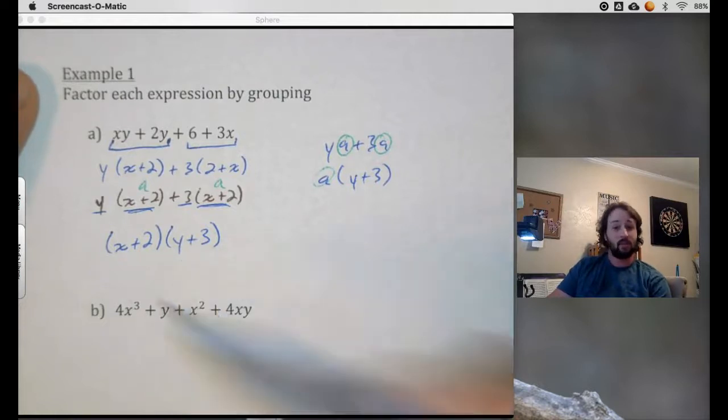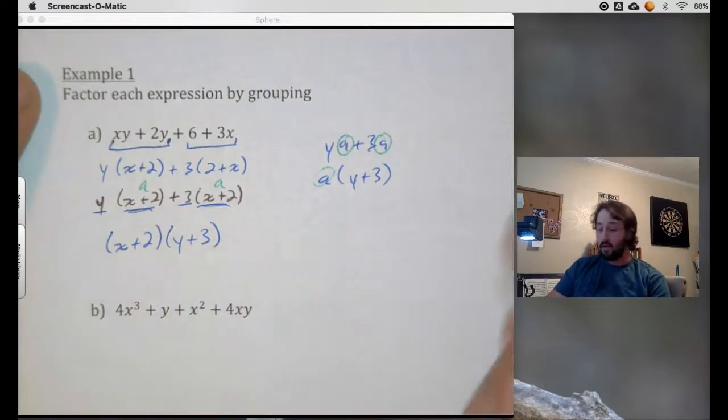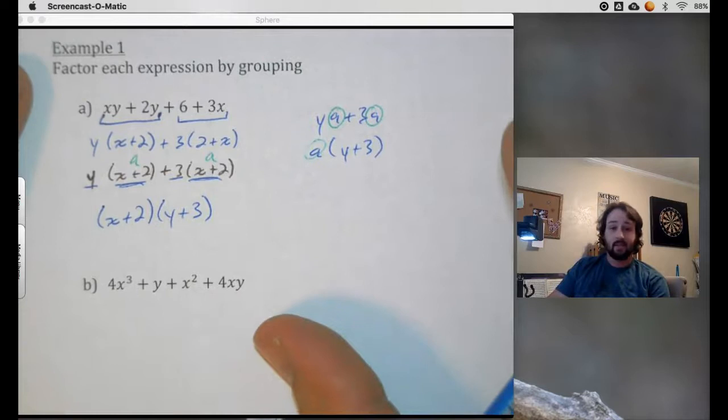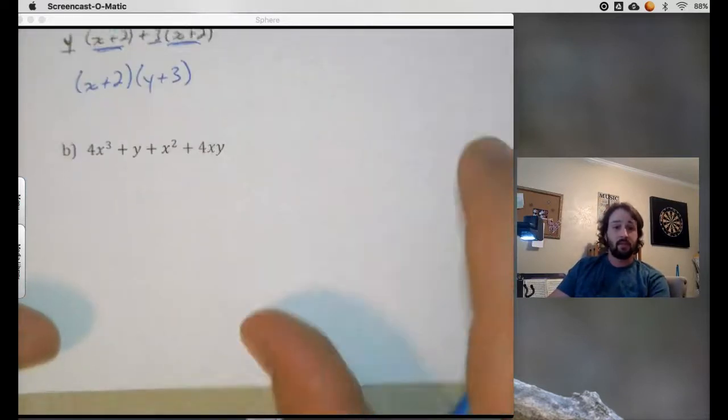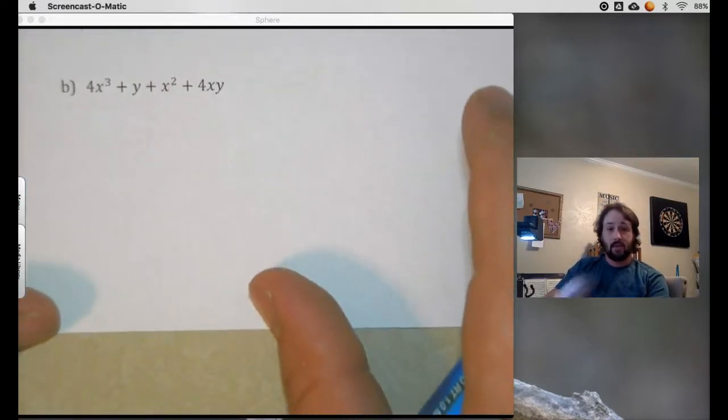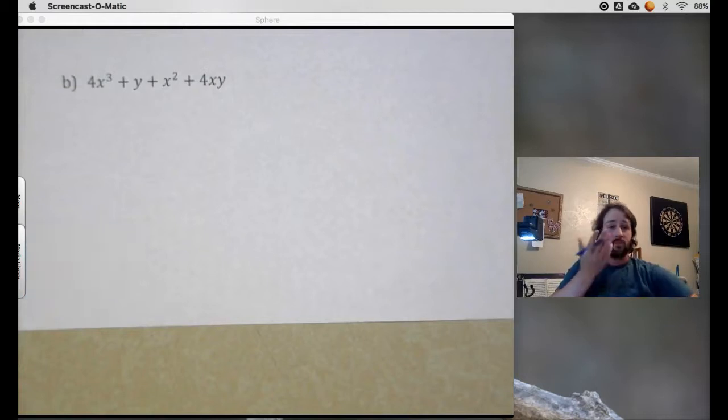All right, let's try some more, see what you can do. Try to catch along. If you can't, just email me. We can always set up a Zoom session. I know this stuff is kind of tricky at first. Even for me, it's kind of tricky.